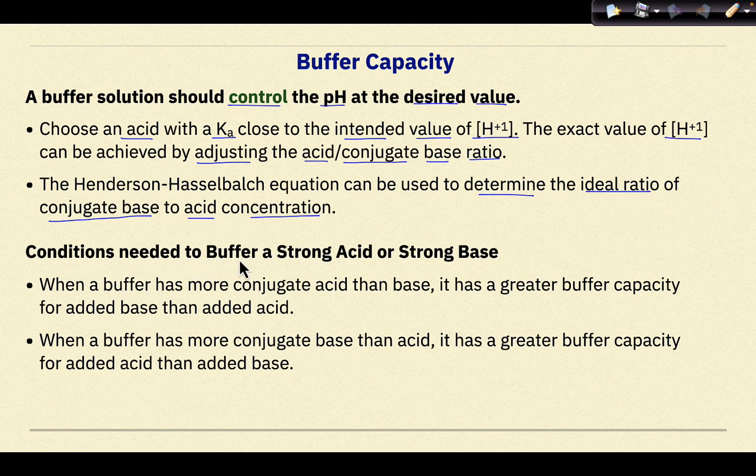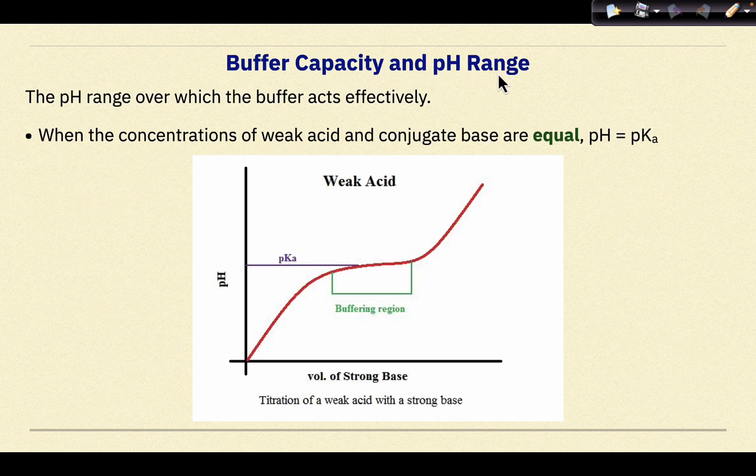Conditions needed to buffer a strong acid or strong base. When a buffer has more conjugate acid than base, it has a greater buffer capacity for added base than added acid. When a buffer has more conjugate base than acid, it has a greater buffer capacity for added acid than added base. Buffer capacity and pH range.